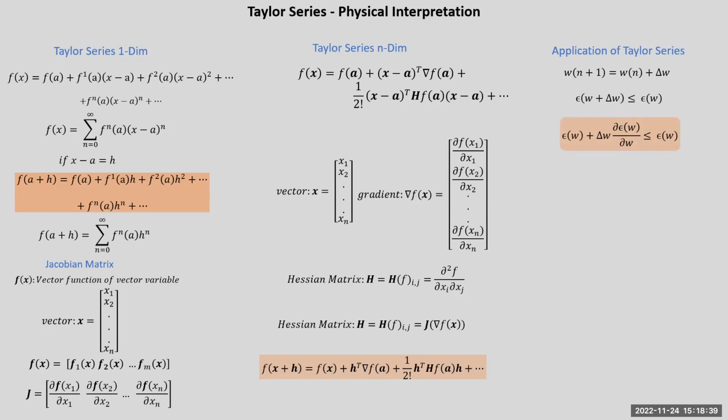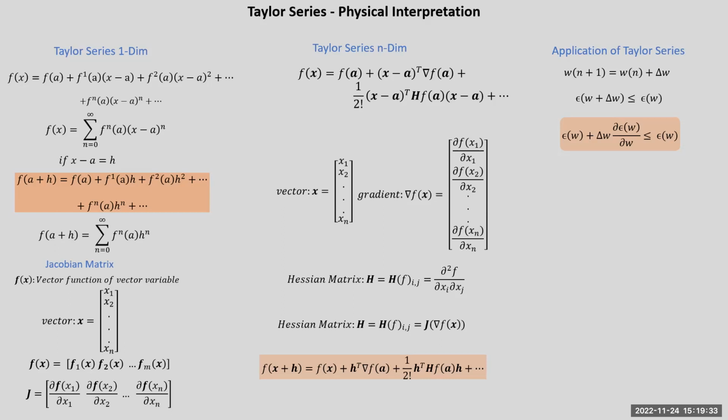Now we can expand epsilon of W plus delta W using a Taylor series, where we'll consider only the first two terms, because delta W, we already assume, is very, very small, and hence one can ignore second order and higher order terms. If you compare with the equation f of a plus h, then your W is mapped to a, while the increment h is mapped to delta W. Now you can expand this equation as epsilon W plus delta W into the partial derivative of the error function with respect to W, less than or equal to epsilon W.